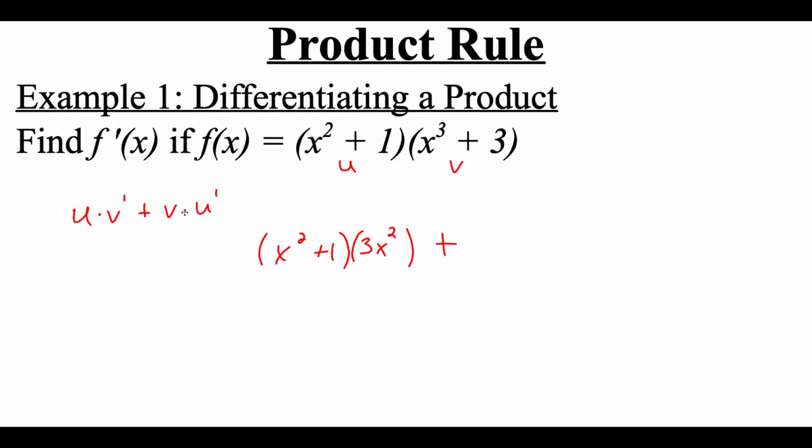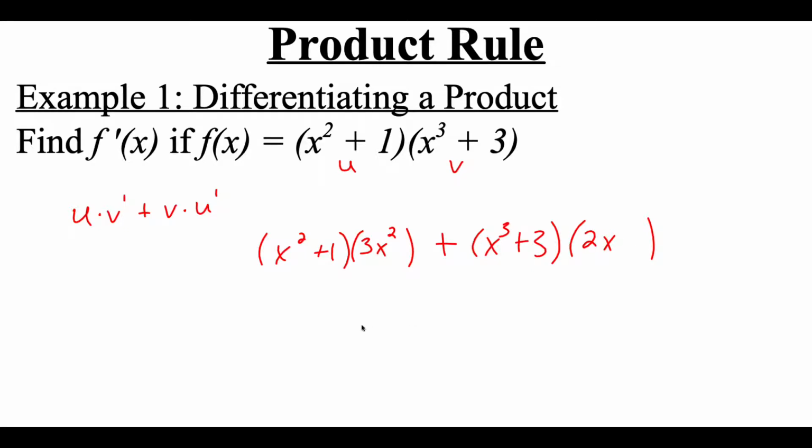But then we have to add on. Now we're going to leave the v function the same. So we're going to leave the x cubed plus 3 the same, and we're going to multiply by the derivative of u. Well, if I differentiate the x squared, I drop the power down, but then subtract 1 from the power. And then if I differentiate the 1, well, the derivative of a constant function is just 0. So the derivative of u just ends up being 2x.